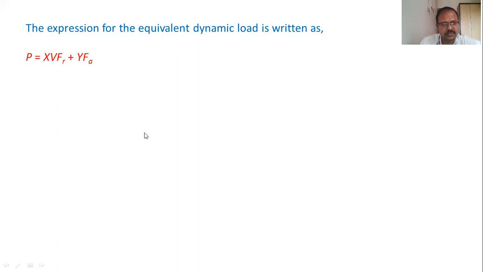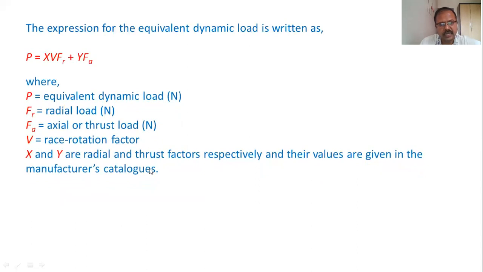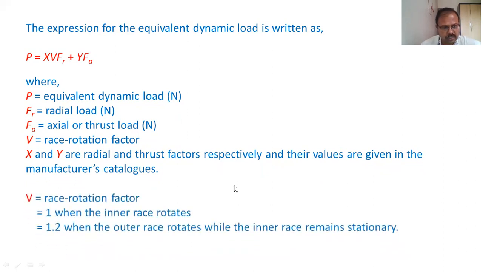Here in this equation, X and Y are the radial and thrust factors respectively, and their values can be obtained directly from the manufacturer's catalog. Fr is the radial load, Fa is the axial or thrust load, while V is the rotation factor. The rotation factor is equal to 1 if the inner race is rotating. It will be equal to 1.2 if the outer race is rotating. So P will be equal to XVFr plus YFa.